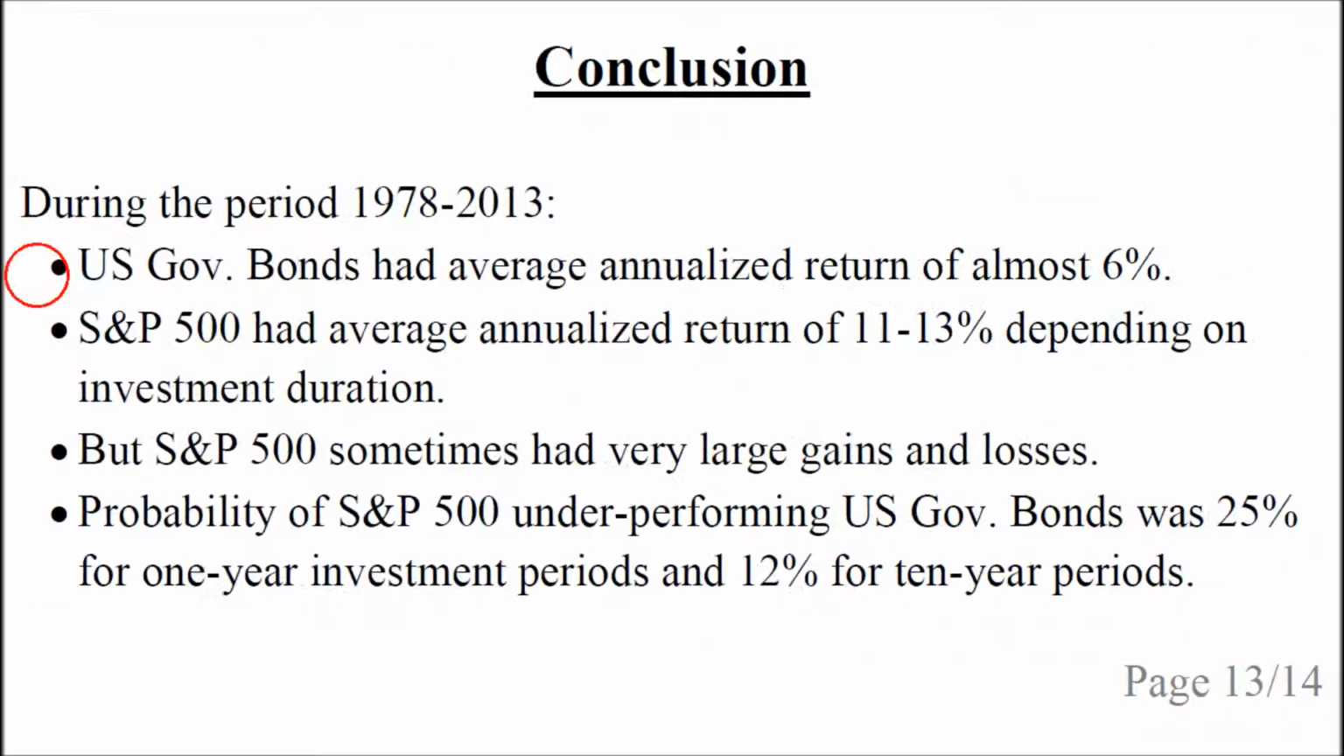So the conclusion is that during the period 1978 to 2013, US government bonds had an average annualized return of almost 6%. The S&P 500 had an average annualized return of approximately 11 to 13%, depending on the investment duration from 1 up to 10 years. But the S&P 500 sometimes had very large gains or losses, and the probability of the S&P 500 underperforming an investment in US government bonds was 25% for 1-year investment periods and 12% for 10-year periods.